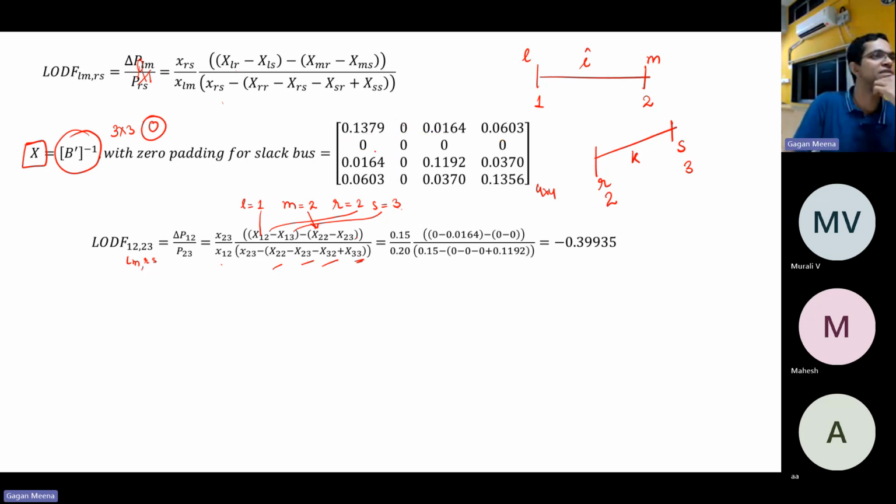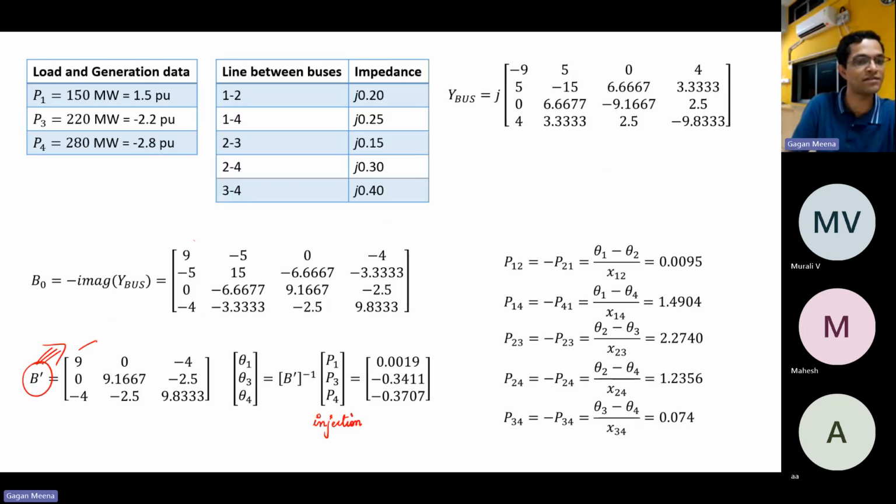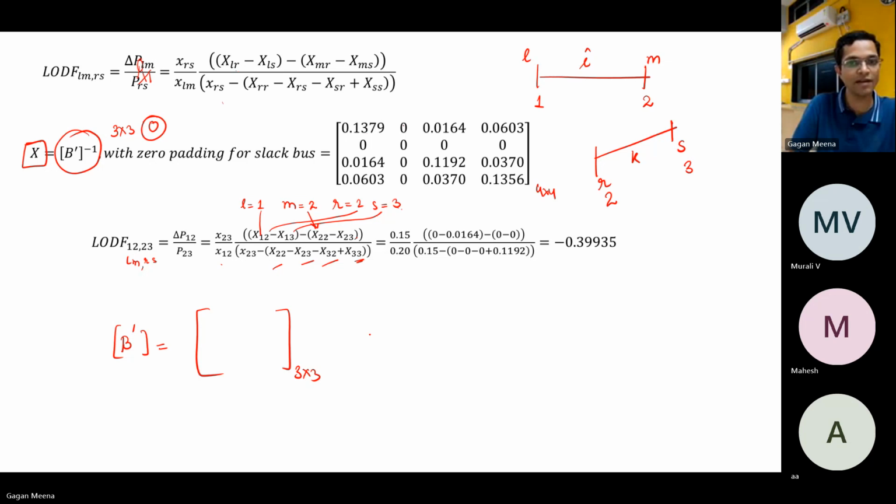So please remember this. In the assignment problem, you will have to introduce these zeros. You are getting confused. What you have to do, you have B dash, right? We have already found B dash. B dash is a 3 cross 3 matrix. This one is B dash. Now what you do, take the inverse of this B dash. Okay. It will be a 3 cross 3 matrix.